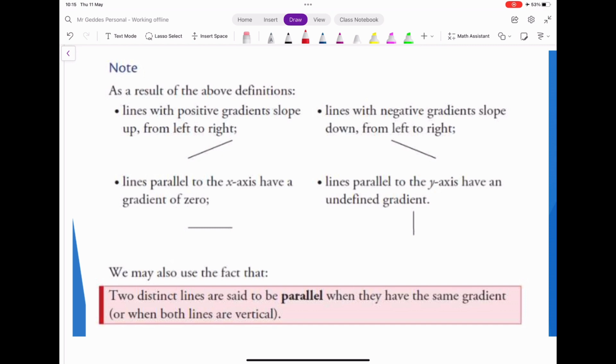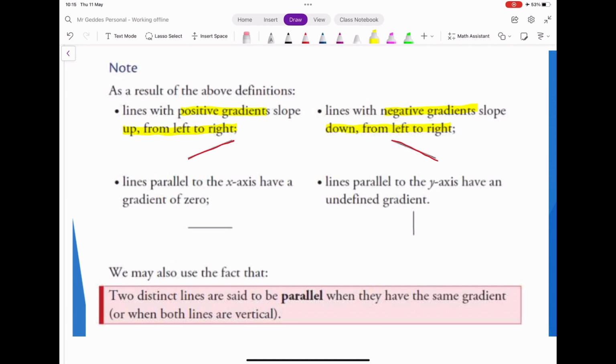Okay, on to the next. The note that we've got here, you should remember from National 5 Maths that positive gradients move up from left to right. You can see that there, up from left to right, and then obviously negative gradients are kind of the opposite of that. They will slope down from left to right. So that's down from left to right that way.